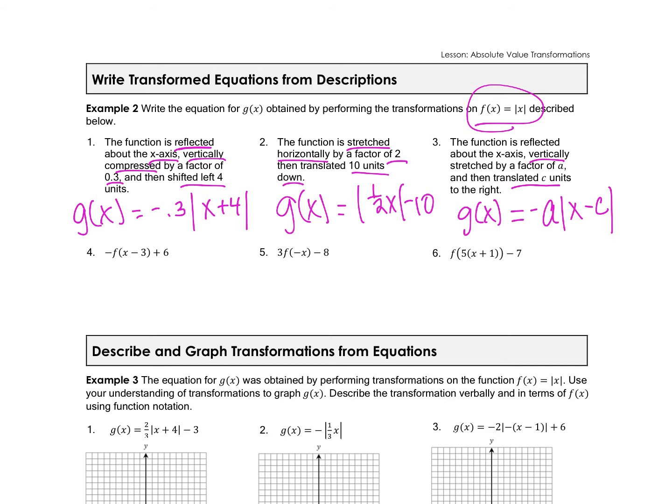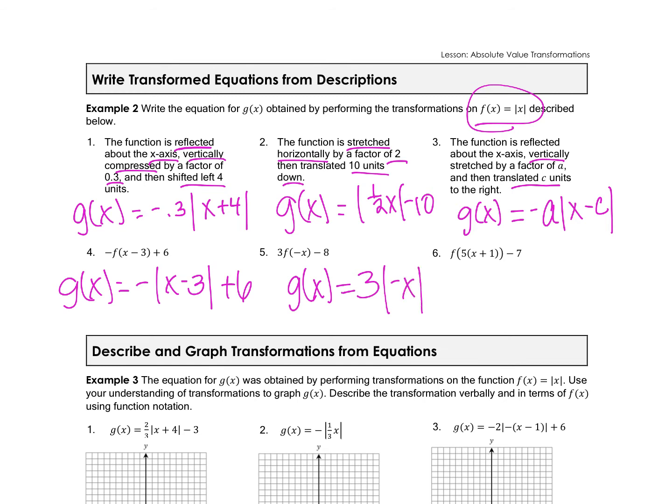Okay, so the next three, we're given function notation. We're going to do our F, and we're going to write our function G. So the negative on the outside we put. On the inside of the bars, we do exactly what it shows us, x minus 3, and then the plus 6. So not too hard there. So given your function notation in terms of F, we're just changing it to our G function. Okay, so next one. We have the 3 on the outside. Inside the bars, we have a negative x. And then on the outside, we have the minus 8.